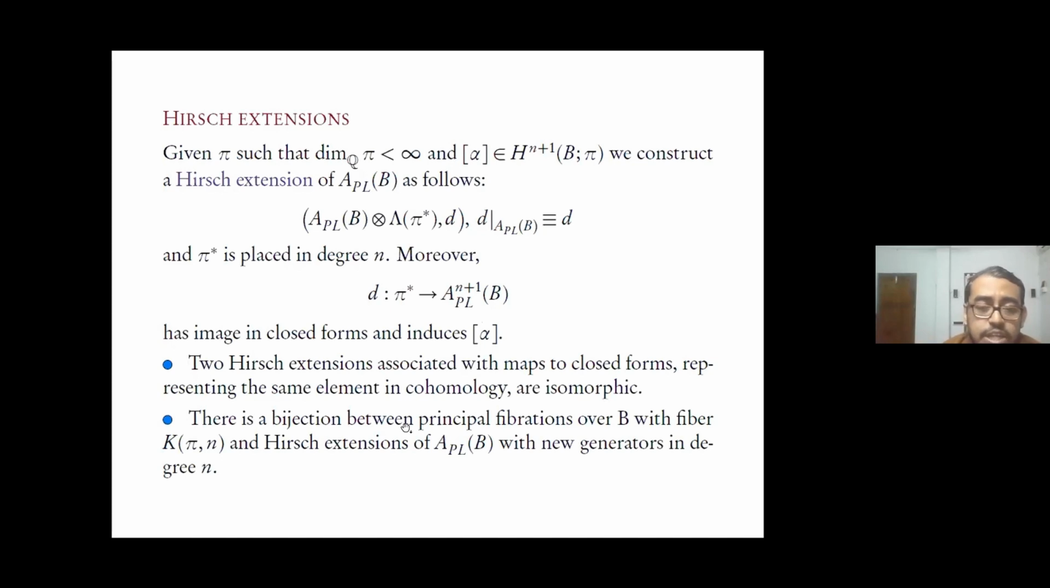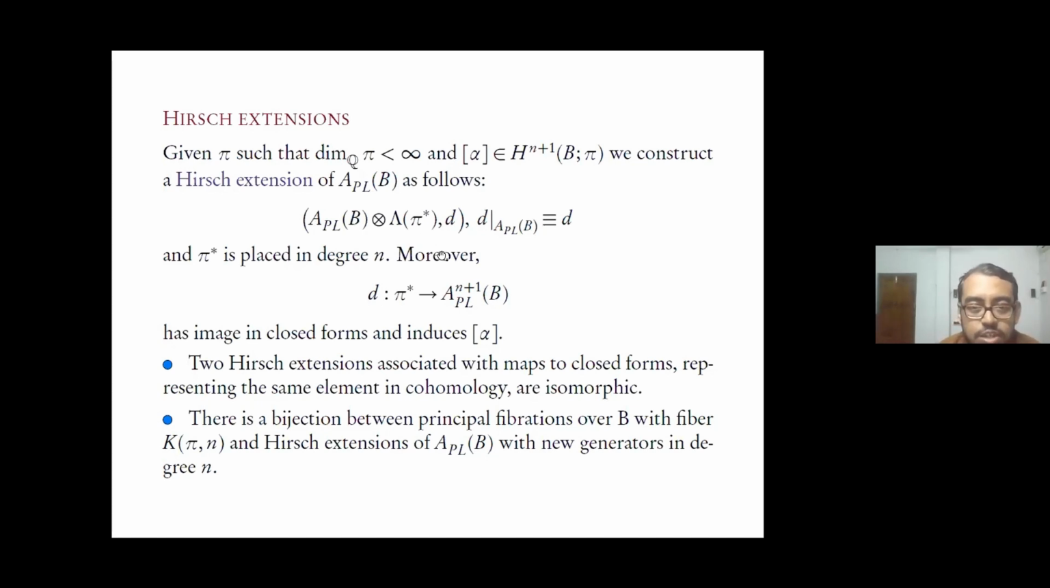Moreover, there's a bijection between principal fibrations over B with fiber K(pi, n) and Hirsch extensions of A_PL(B) constructed in this form. So you're basically taking the old model of B and adding in new generators. This could be more than one. Whatever the dimension is, you're adding in that many new generators in degree n, and then you're defining D to be modeled by this data of alpha. So this was the small duality that I was referring to. Principal fibrations over B with suitable fibers can be identified with these kinds of CDGA extensions of the model for B.